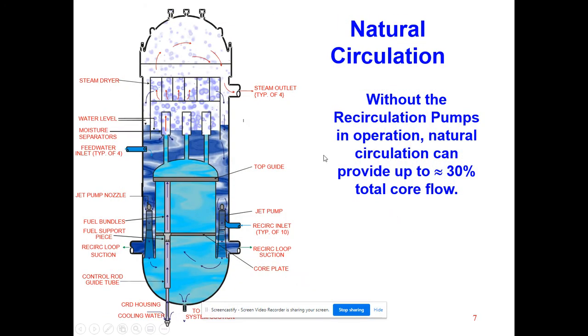So natural recirc, say that we're in an outage and we need to do some maintenance, we can get some natural recirculation going. So this water goes through the fuel, and as it does, it heats up and goes up, and it's going to displace the water that's up here, and that water is going to get pushed down through the jet pumps and come back around. So that natural recirc, we can get about a third of the normal total core flow just by natural recirc. And you would only do that during an outage.